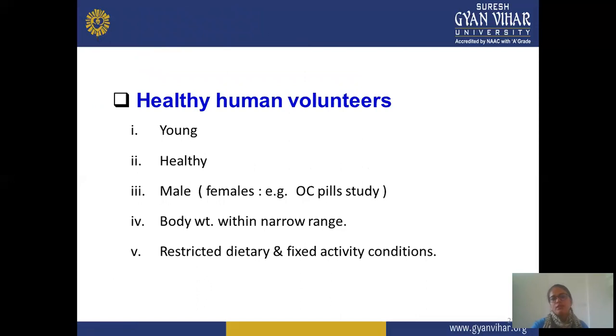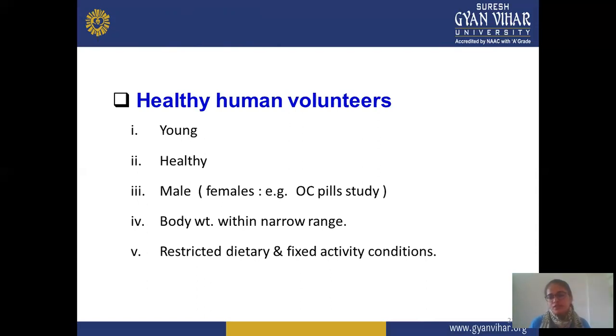Next is healthy human volunteers. In this, you check whether a drug is effective or not in human volunteers who are healthy. You take young, healthy volunteers, male or female, both types. If you are taking a female, then you make sure that particular female volunteer is not taking OC pills, and you study the OC pills.